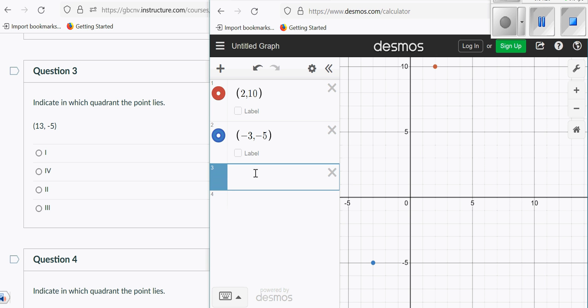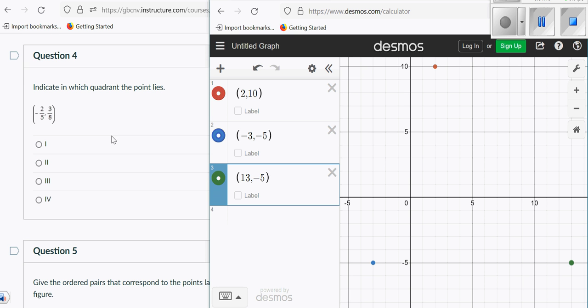Confirm right here. 13, -5. So that's the one we pointed to. Again, 10 here, 11, 12, 13, down 5. That's the point. Okay.